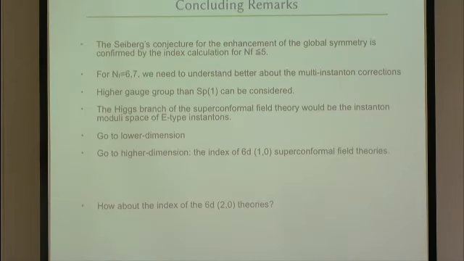All right, so let me conclude. Seiberg's conjecture for the enhancement of the global symmetry is confirmed by index calculation for flavor less than or equal to 5. And for NF equal to 6 and 7, we need a further understanding of multi-instanton corrections, even though we have provided a conjecture for the index.